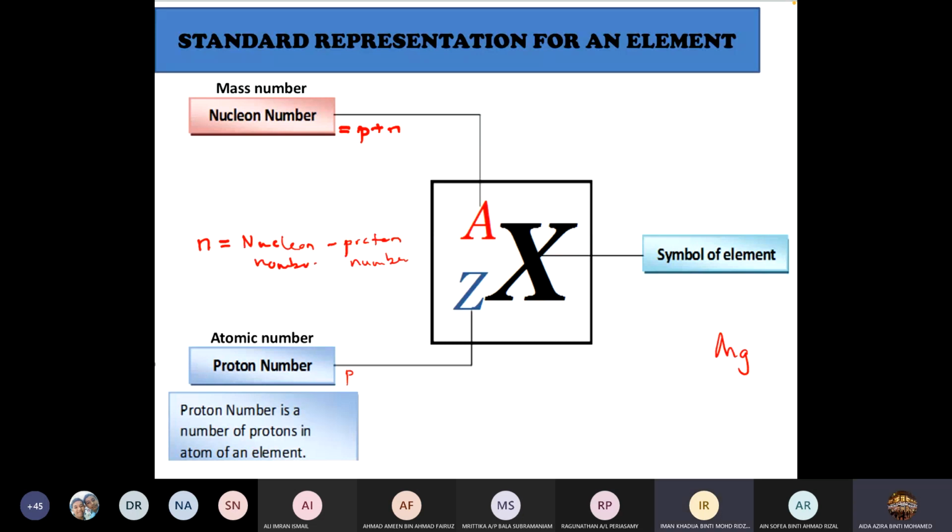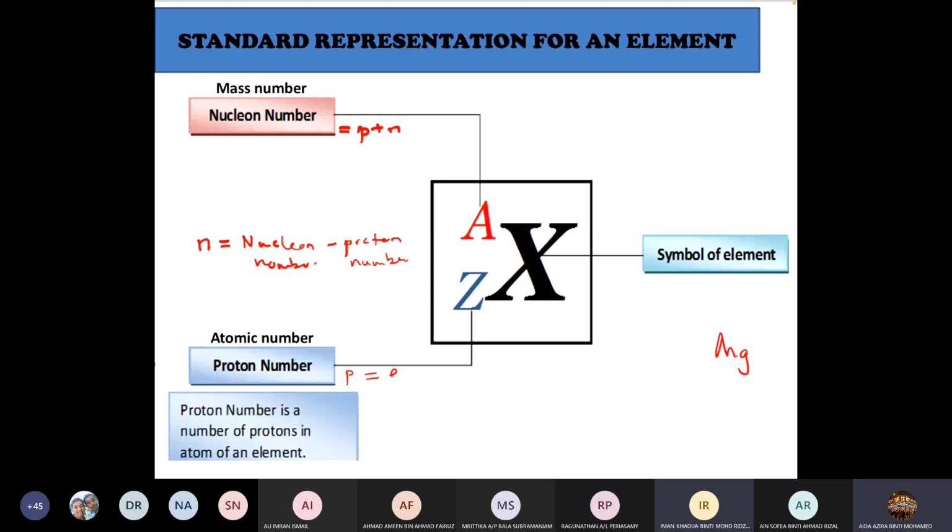How can we get the number of electrons from the standard representation? Anyone? How can we do that? Who remembers? Number of electrons is equal to the number of protons. Okay, so we can work out the number of electrons.